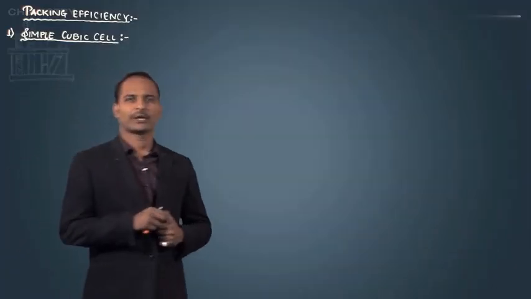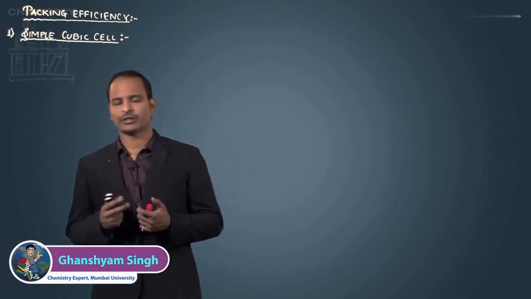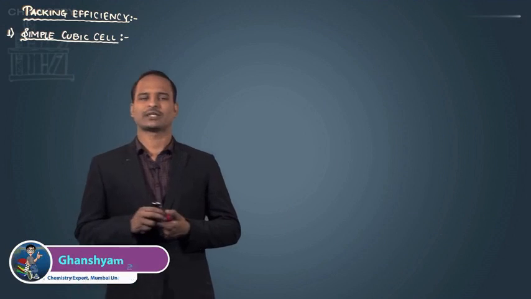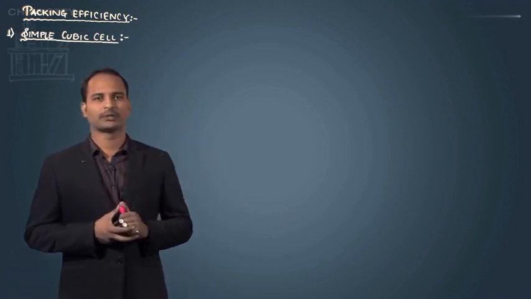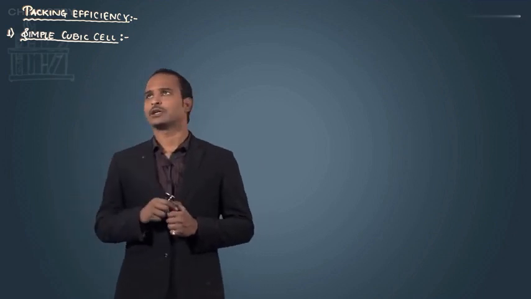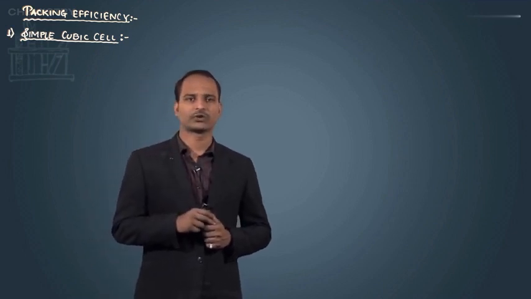Next, we are having the packing efficiency for the unit cell. Here we are talking mainly about the cubic cell. As we know, there are three types of cubic cell: simple, body centered and face centered cubic cell. So here we have to calculate the packing efficiency of the simple cubic cell.